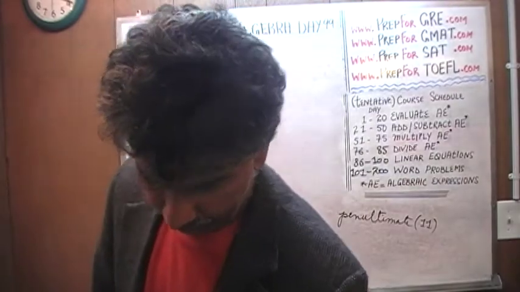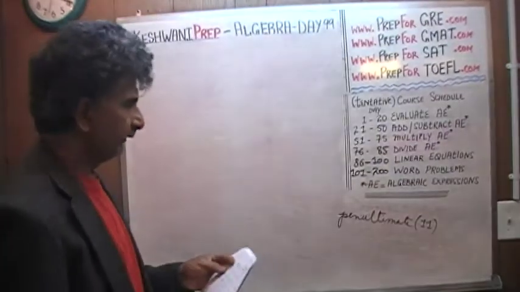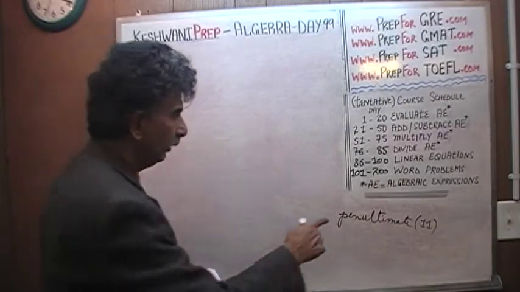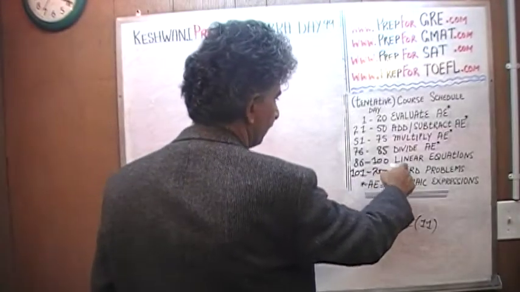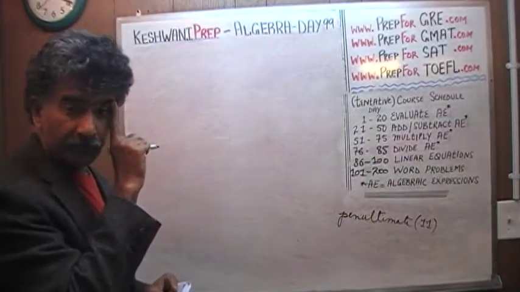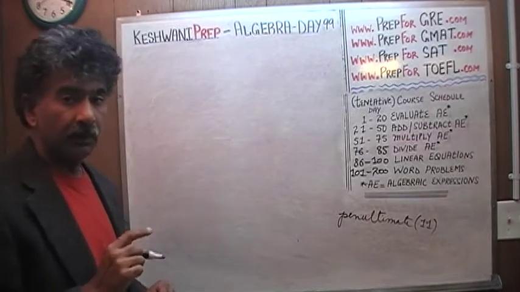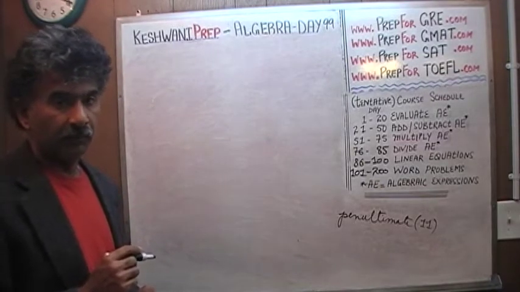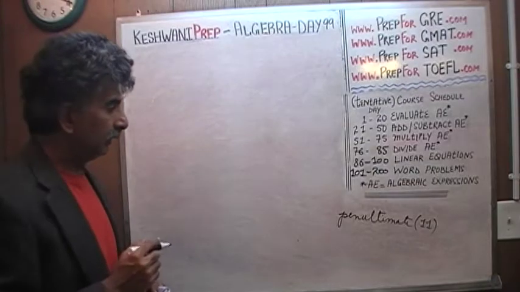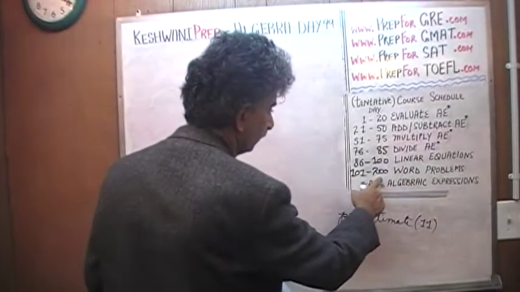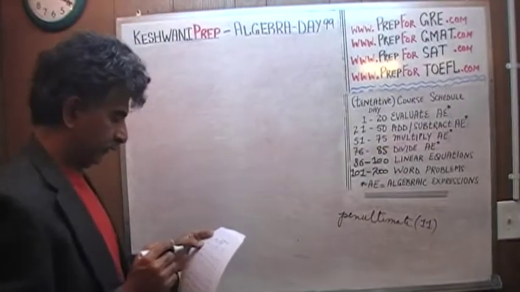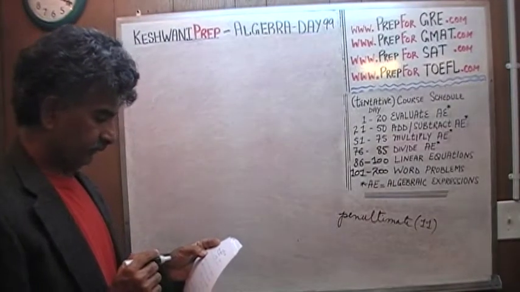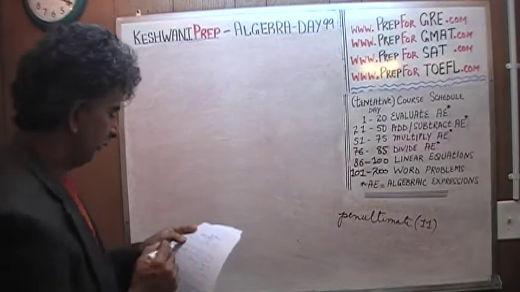Day number 99. Let's see what we have for today. As I said, our penultimate day on the subject, because tomorrow is day number 100, is the last day. Starting from day after tomorrow on day number 101, I'm going to begin solving word problems. I'm going to do 100 word problems from day number 101 through 200. I hope that's going to be plenty of exercise for you. Let's see what we have for today.